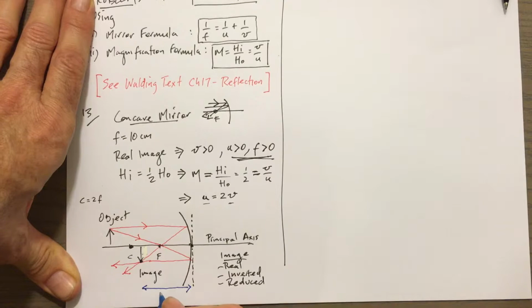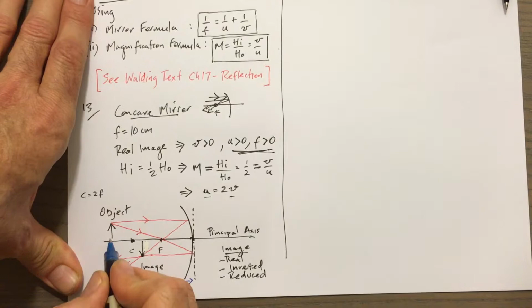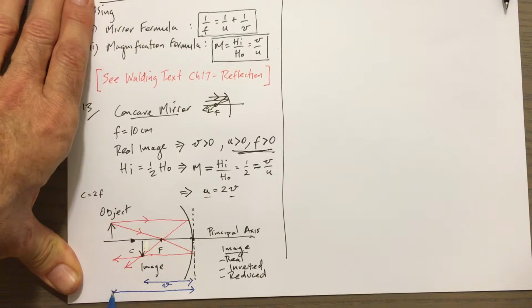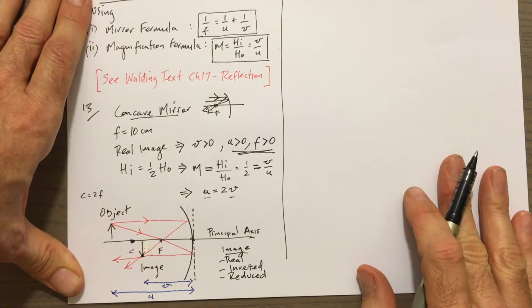Let's slide this up a bit. And then the distance from here, which is pretty much where the object is, from here to the mirror will be U. Okay, so the rest of this just involves applying the formulas.